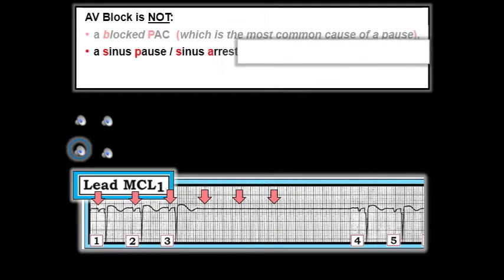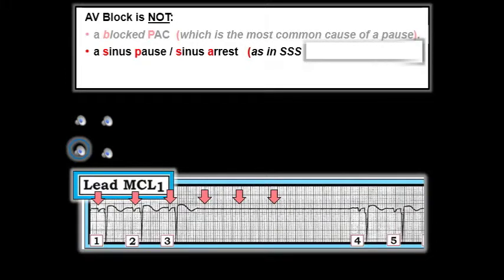Assuming no reversible cause of this pause is present, such as overuse of rate-slowing medication, this patient probably has sick sinus syndrome and will likely need a pacemaker, but there is no AV block.